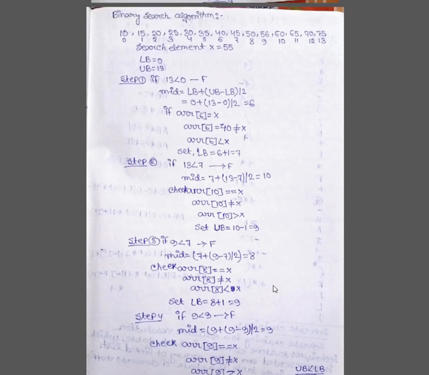Take a screenshot and try to understand by yourself. This is very easy, and binary search is the easiest search in data structure. If you just look closely, you can understand each and every step.